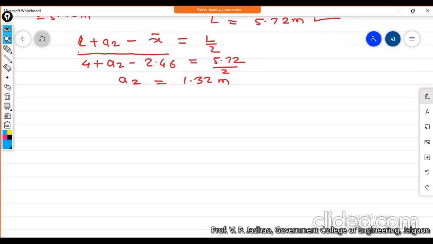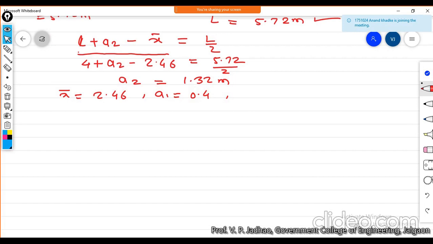So we have calculated x bar is equal to 2.46 meter. A1 is equal to 0.4 meter, which is given in the problem. A2 is equal to 1.32 meter. So these values are calculated. Now we have to calculate the width of our footing.